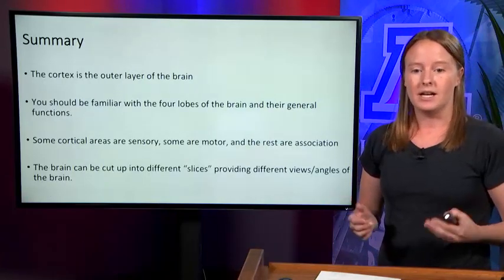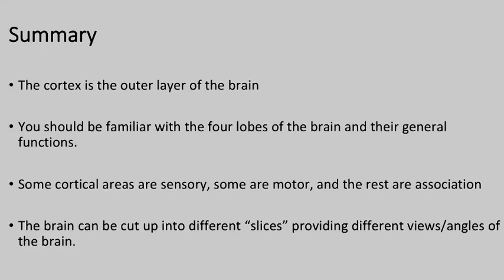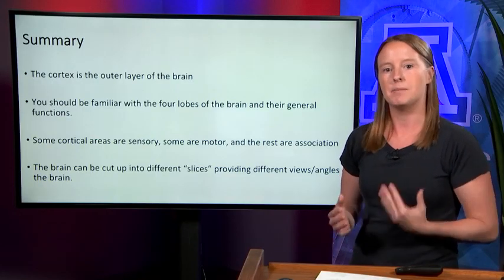So to summarize this mini lecture, okay, we've discussed how the cortex is the outer layer of the brain. You should be familiar with the 4 lobes of the brain and their general functions. What kind of data do they handle and process? We've learned that some cortical areas are sensory, others are motor, and the rest are association. Okay, and we've seen how in more complex mammals, there seems to be a larger amount of association cortex. Finally, we looked at how the brain can be cut up into different slices in order to provide different perspectives or views of the brain. So you should be familiar with those different cuts and be able to identify them.